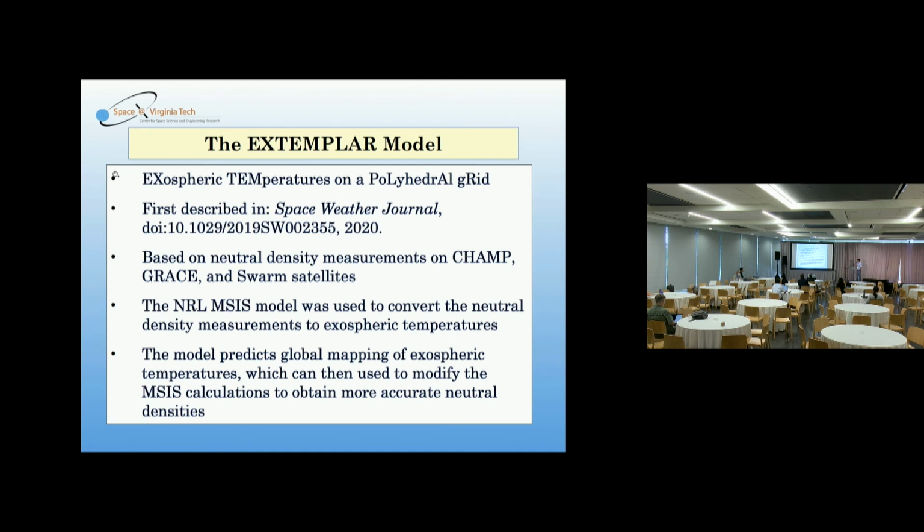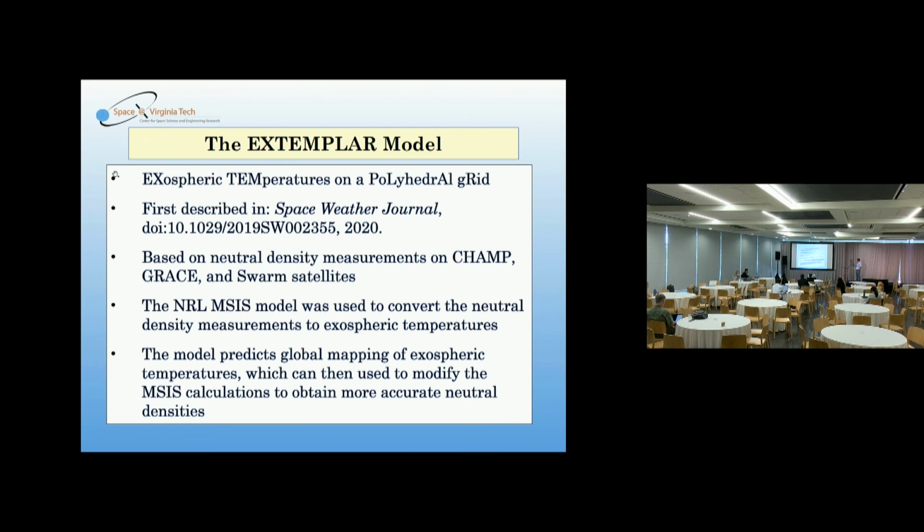So a little bit of background. EXTEMPLAR stands for exospheric temperatures on a polyhedral grid. So essentially, it's an exospheric temperature model. It was first described in this article right here. The model is based on neutral density measurements from three satellites, CHAMP, GRACE, and SWARM. I think one or two SWARM satellites are used, but three missions, I should say.